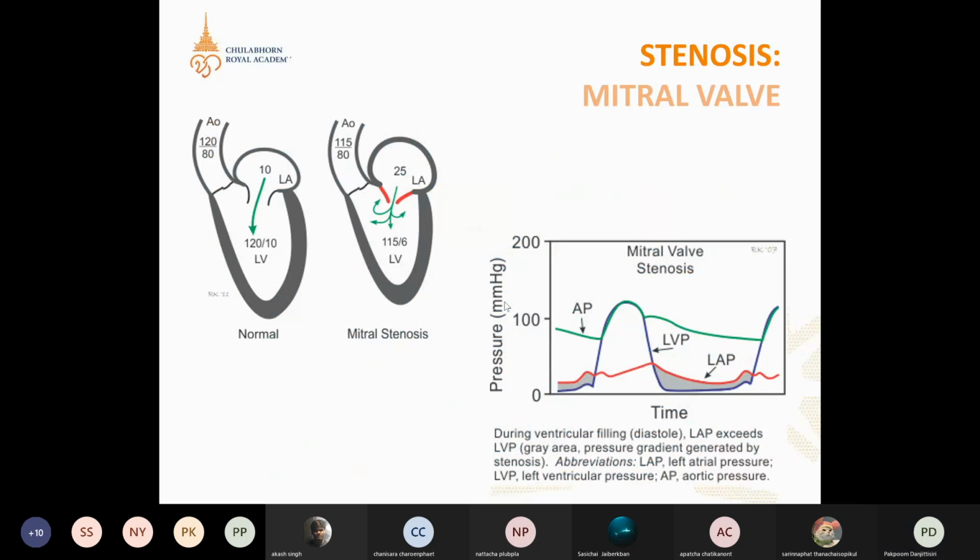Next, mitral valve stenosis. Okay, again start with this picture, the normal valve and mitral stenosis. For mitral valve stenosis, you have to think first about the chamber preceding the mitral valve and the chamber following the mitral valve. The chamber preceding the mitral valve is the left atrium, right? And the chamber following the mitral valve is the left ventricle.